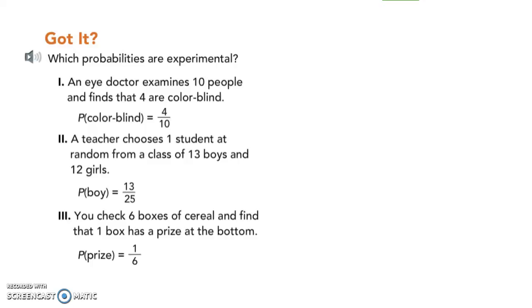All right, for the first one, is this experimental? Yes, because the eye doctor has examined 10 people and found 4 colorblind. He actually did it: 4 out of 10 were colorblind. That is an experimental probability.